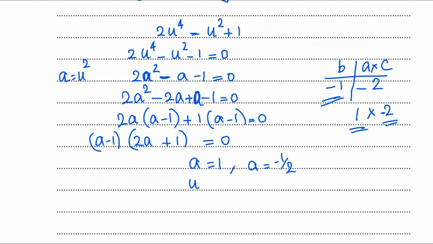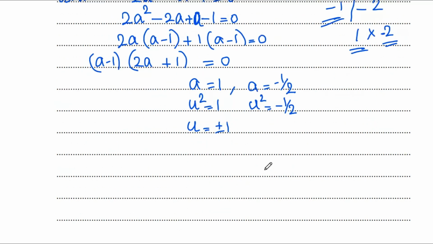So u squared equals 1 and u squared equals negative 1 over 2. What is the u value? u equals plus or minus 1. And here u would be the square root of negative 1 over 2, which will not give any solution in this case. So let's leave that. We'll take u equal to plus or minus 1.